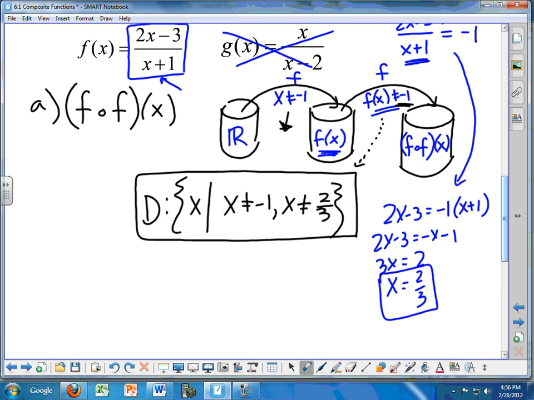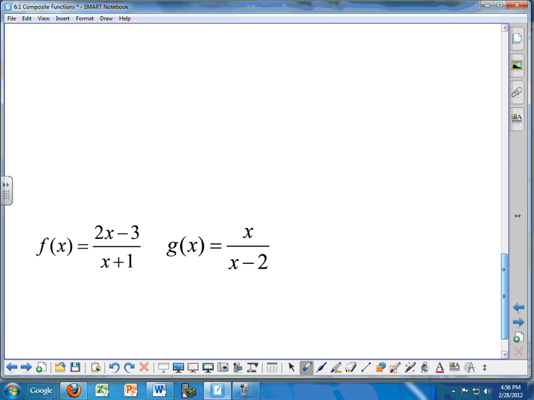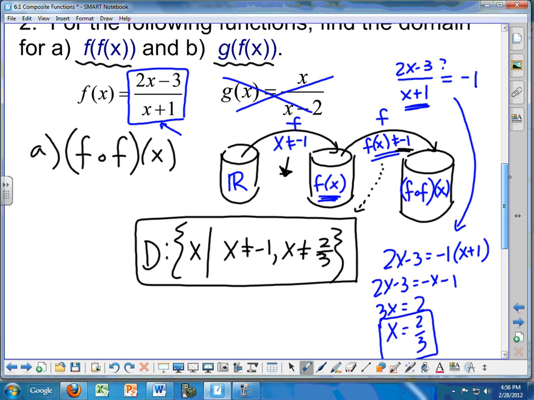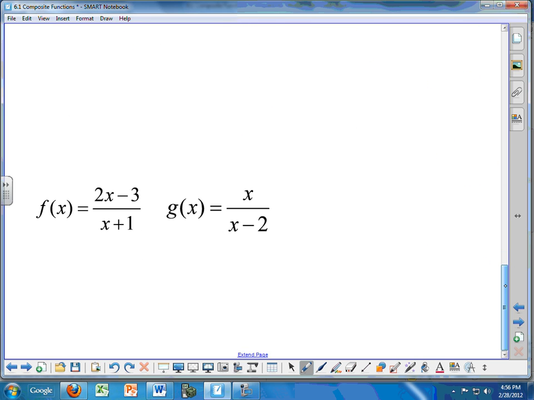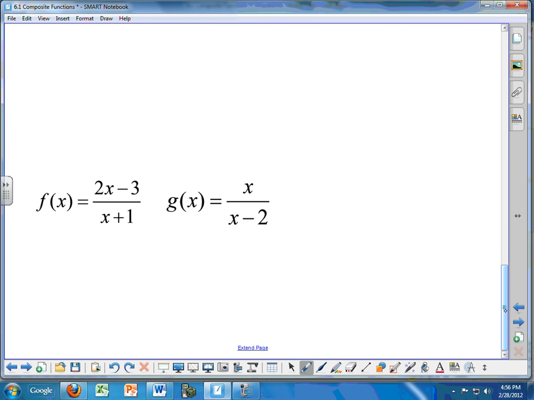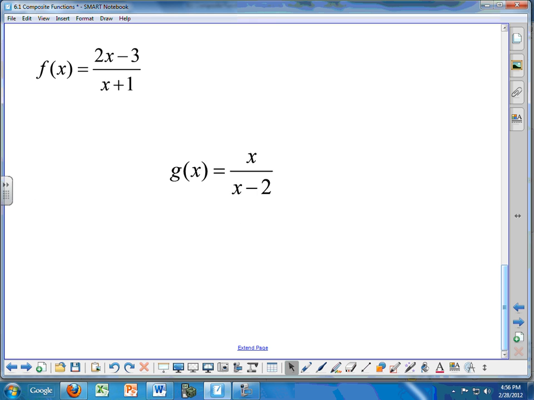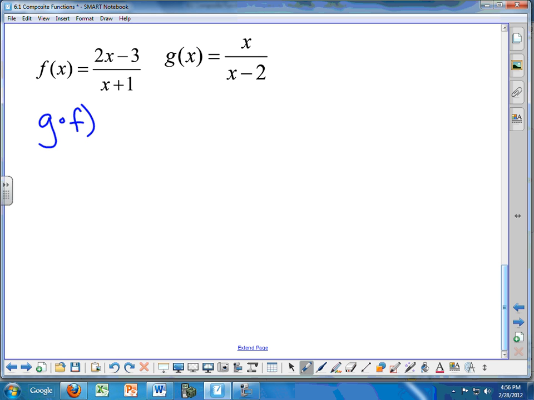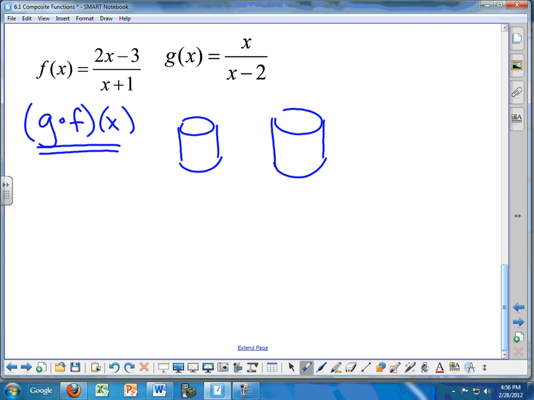And finally, let's do the last one, which is, let me check what that was, g of f of x. So we've got our two functions here. We've got our f of x, and we've got our g of x. And we want to calculate g of f of x. We're not going to do the actual calculation. We're simply going to look at the domain of this composite without actually doing any other work.